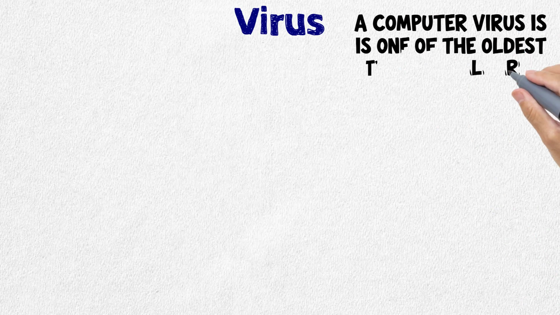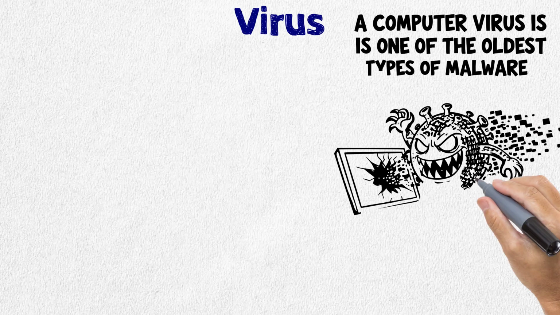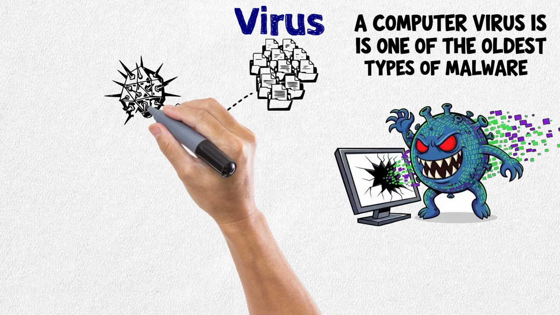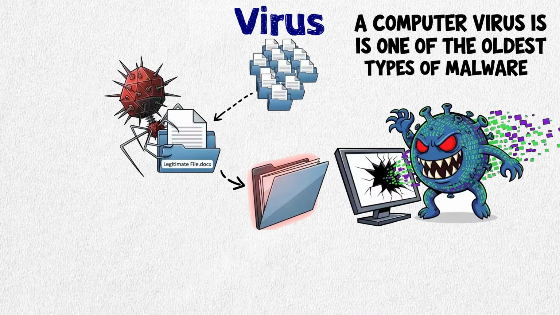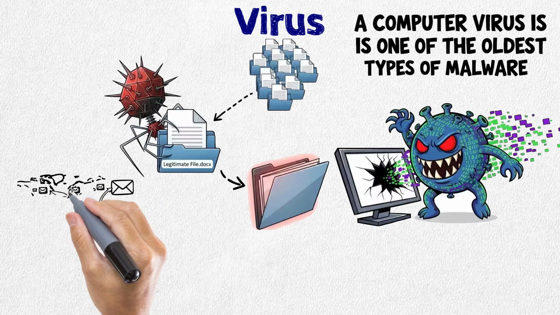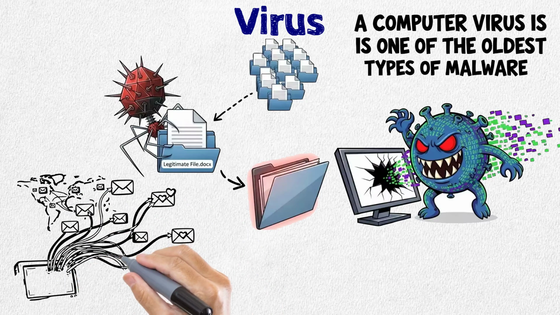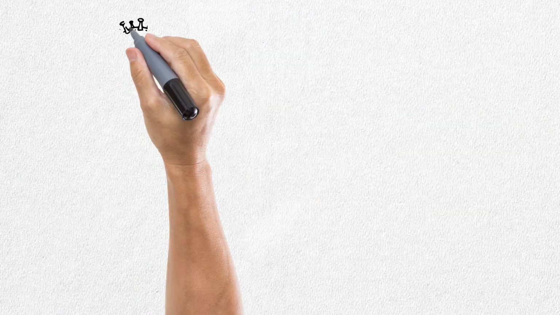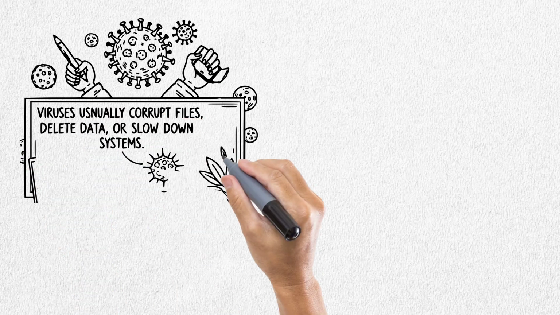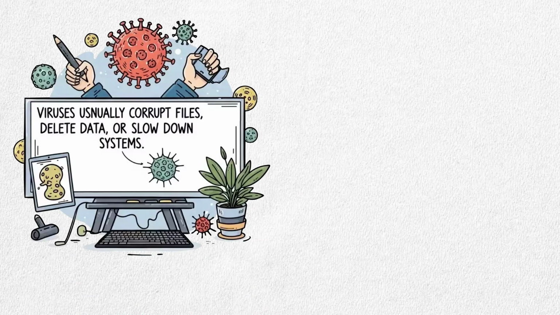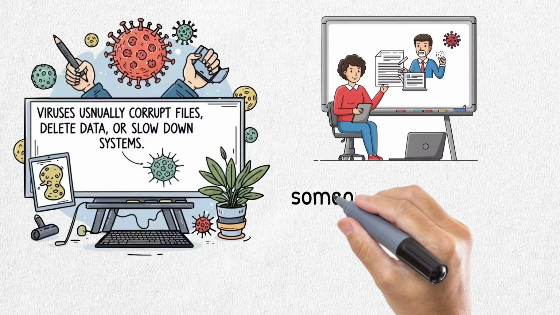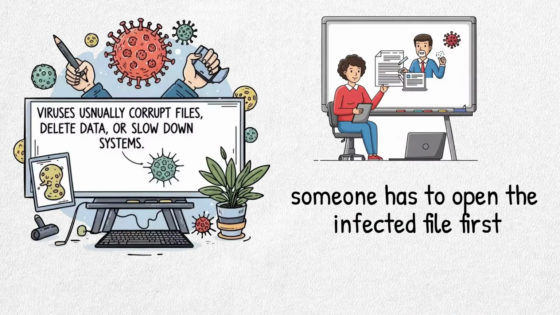Virus. A computer virus is one of the oldest types of malware. Just like a biological virus, it attaches itself to a legitimate file or program and spreads when that file is opened or shared. For example, the famous I Love You virus spread through email attachments and infected millions of computers worldwide. Viruses usually corrupt files, delete data, or slow down systems. However, they require human action to spread, meaning someone has to open the infected file first.